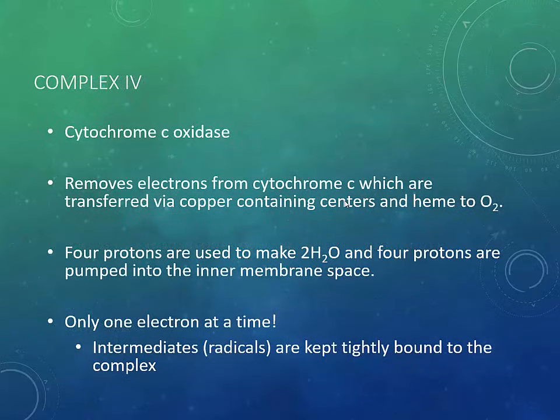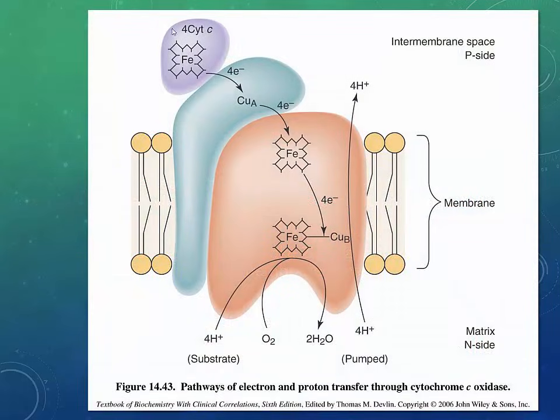Complex 4, cytochrome c oxidase, will remove electrons from cytochrome c, which are going to transfer electrons via copper-containing centers and heme, so copper, iron, onto oxygen. So we're going to need 4 protons to make water, and we also are going to pump 4 protons into the intermembrane space, only 1 electron at a time. We do generate some oxygen radicals, and those could be very dangerous, but they are kept tightly bound to the complex. So here we can see our porphyrin iron structure.